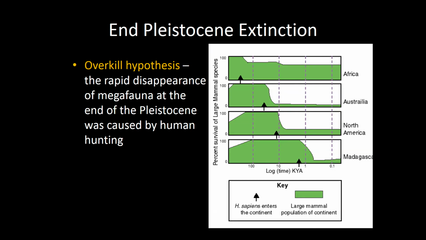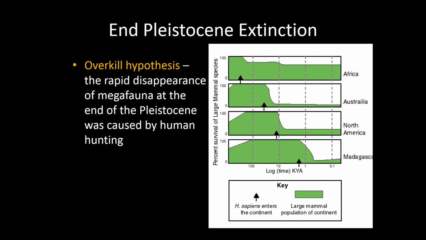So the overkill hypothesis. This is the idea that during the end of the Pleistocene, we had a rapid disappearance of megafauna, and that was caused by human hunting. All right, so take a look at this graph. Everywhere you see the arrow means Homo sapiens, human species, entered the area. And you can see that there's a drastic decline in large mammal population.